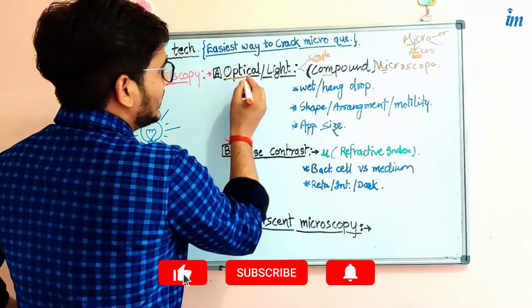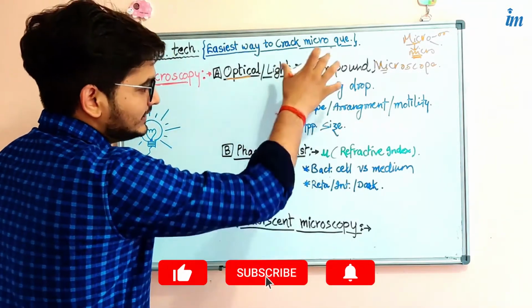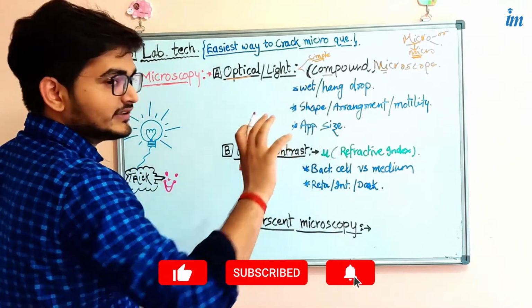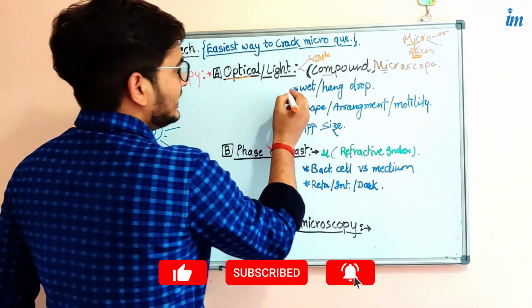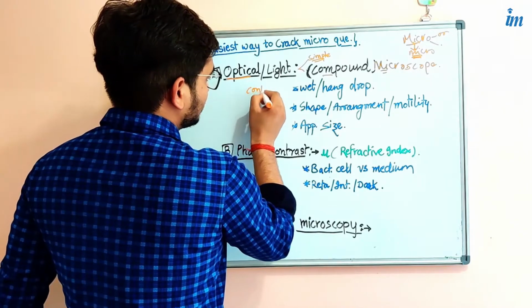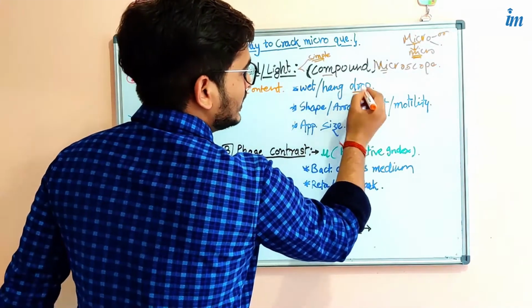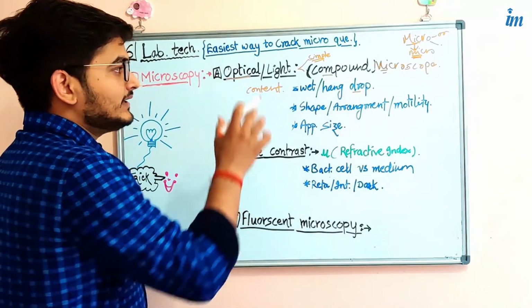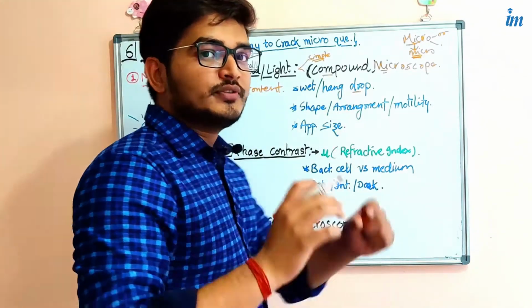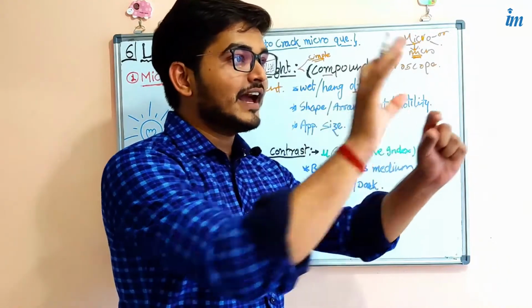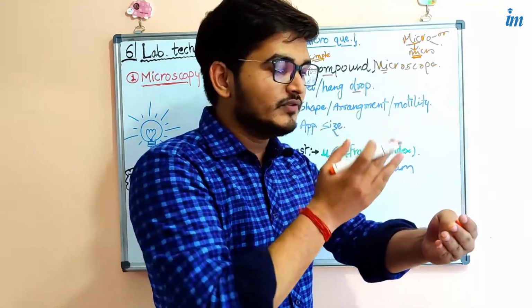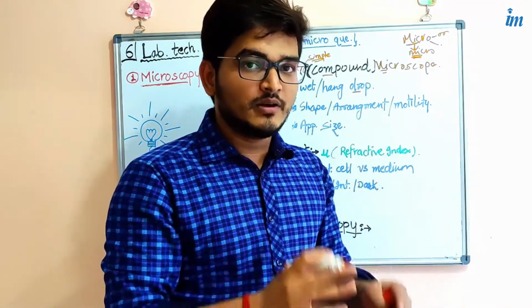What optical and light, what we can see. So everywhere I will include the three sentences which will complete the concepts. Here the content is wet or hanging drop. Drop, what does it mean? In microscopy you cannot use the microscope to visualize something in vapor form. You need it to be stable or fixed.